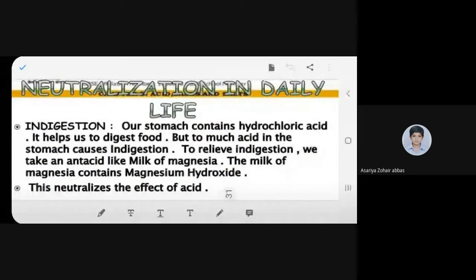Now we see neutralization in daily life, how it occurs. Start reading.